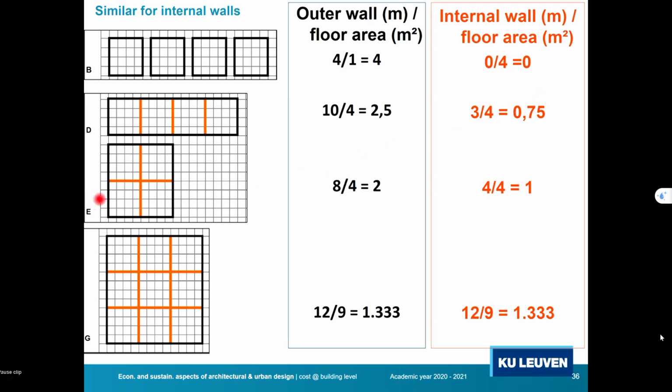For example E, we have a large square building with an outer wall ratio in meter per square meter of 2, while we now have larger internal walls than the previous one. We have 4 meters per 4 square meters, or a ratio of 1 meter. Here we see that we have an equal amount of internal wall and outer wall per square meter of floor area.